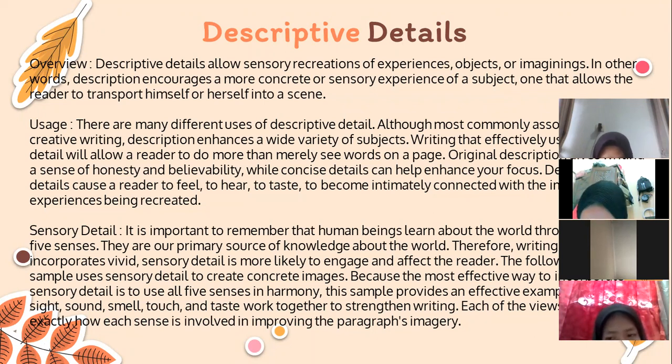The most effective way to incorporate sensory detail is to use all five senses in harmony. The sample provides an effective example of how sight, sound, smell, touch, and taste work together to strengthen writing. Each of the views highlights exactly how each sense is involved in improving the paragraph's imagery.